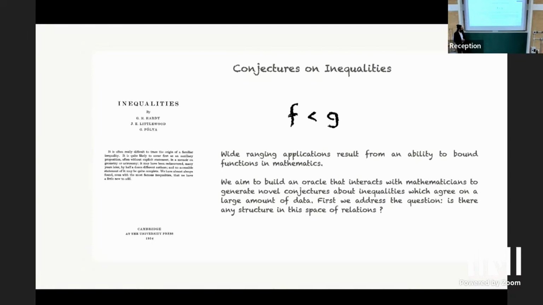One of the things we realized during the course of this project is to ask ourselves the following question: is there an organizational principle for these conjectures?